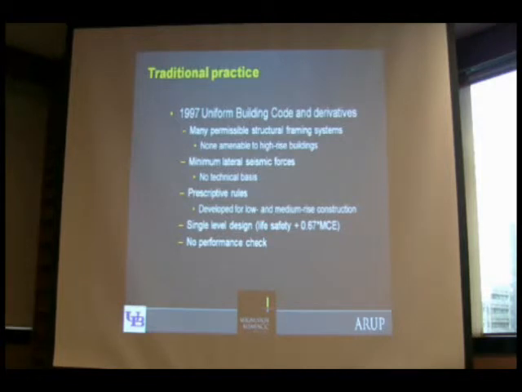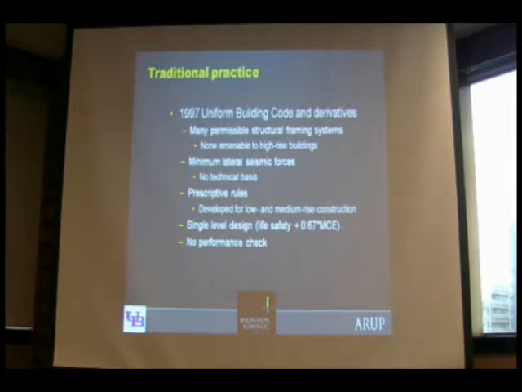Now, the Uniform Building Code permits a large number of seismic framing systems. And I think at last count, in the 1997 Uniform Building Code, the count was in the high 60s. So there are 60 types of framing systems that one could employ in regions of moderate and high seismic hazard. Unfortunately, none were appropriate for high-rise buildings.